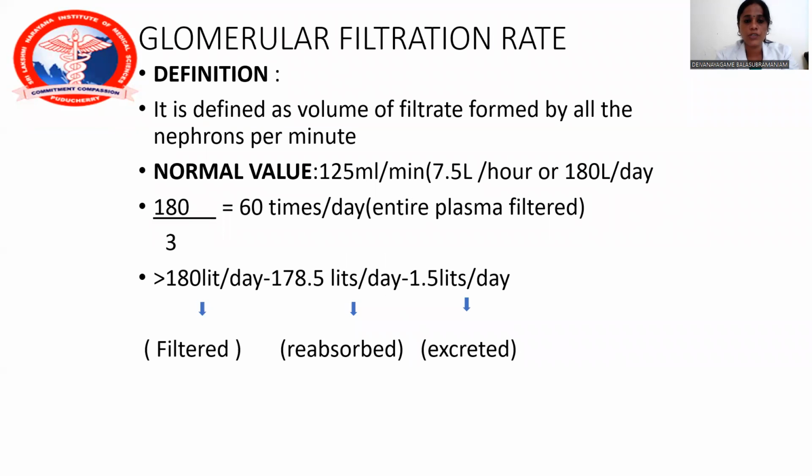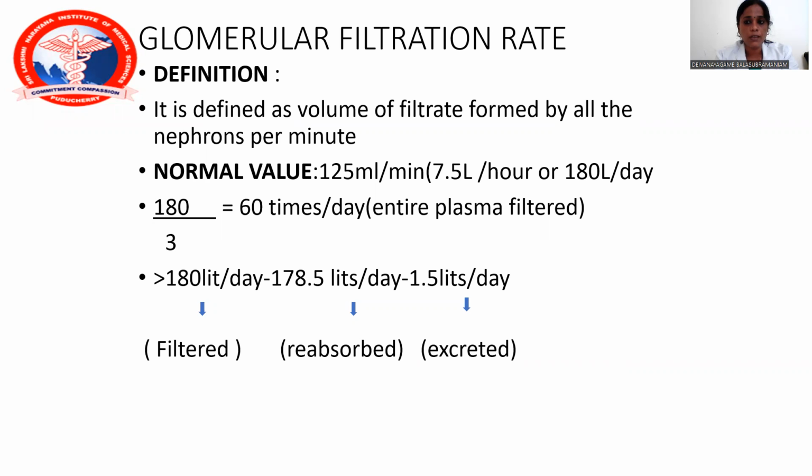So what is glomerular filtration rate? It is defined as the volume of filtrate formed by all the nephrons per minute. A normal value is 125 ml per minute. That means around 7.5 liters per hour or 180 liters per day.